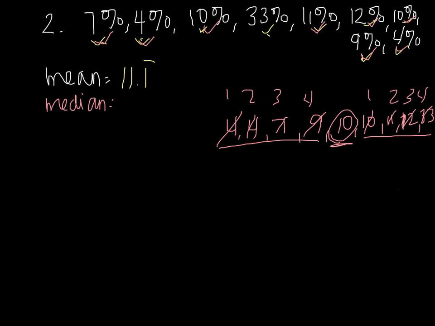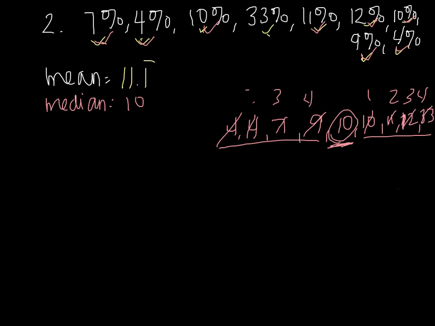We really need to find the one exactly in the middle. So you might be crossing them off and then you only have 3 on this side and 4 on the other side. That's not good. To find the one in the middle, we have to have the same amount of numbers crossed off on both sides. Okay, so our median is 10.